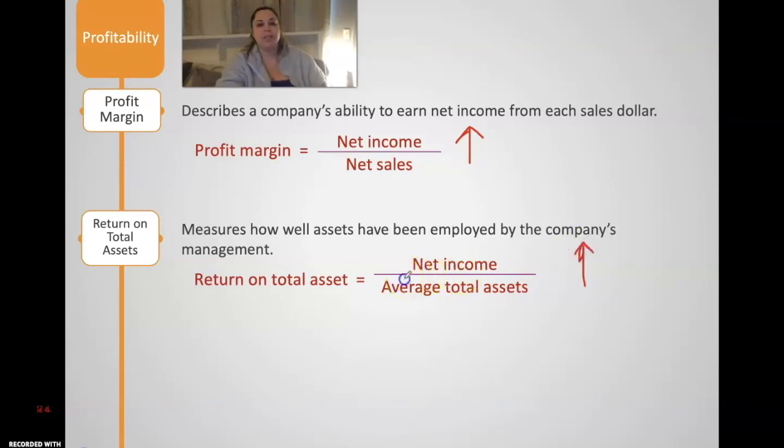Okay, and this one's pretty easy. Net income divided by average total assets. So I'm going to look at my total assets from last year, total assets from this year, add them together, and divide by 2, because remember we're doing the average.